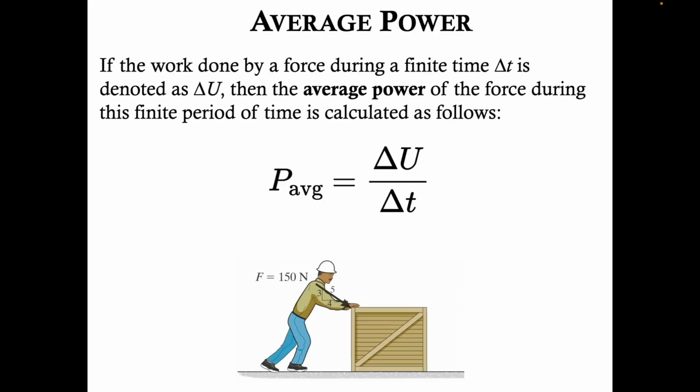If the work done by a force during a finite time delta t is denoted as delta U, then the average power of the force during this finite period of time is calculated as follows, where the average power, P sub average, equals delta U over delta t.